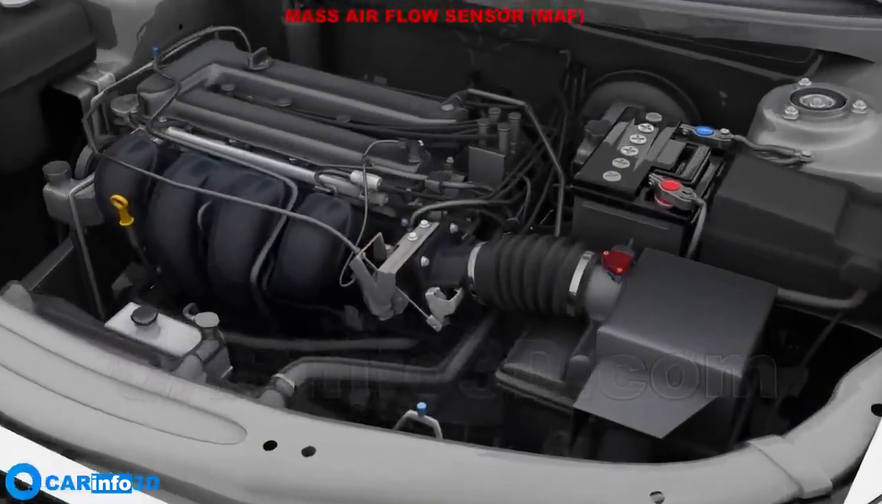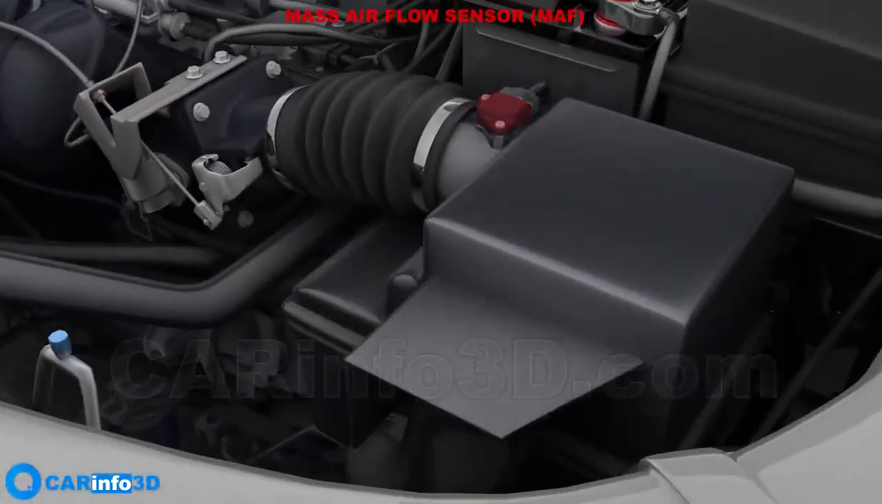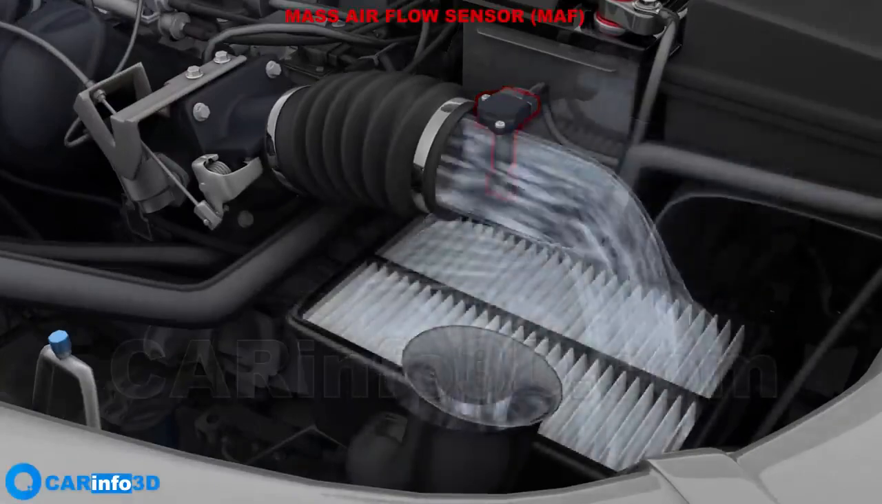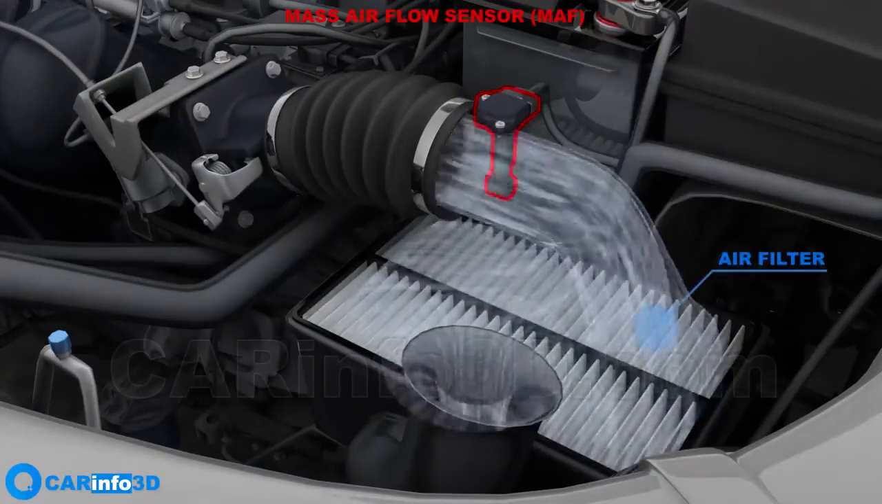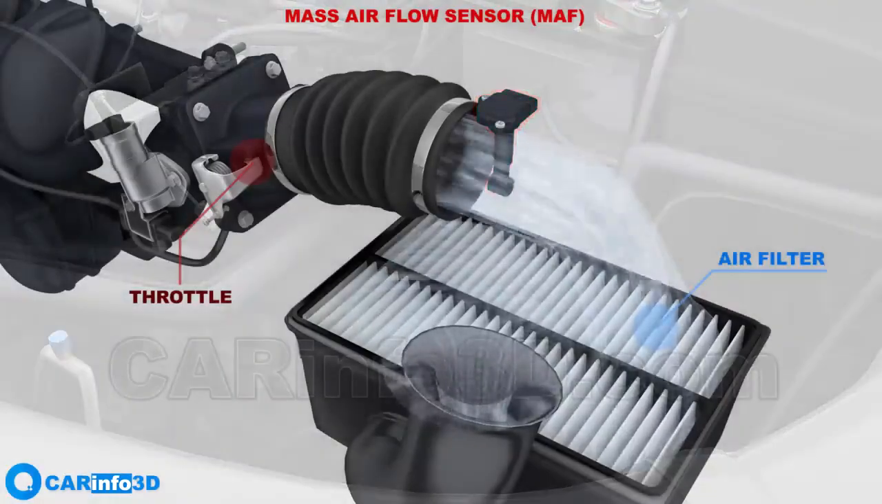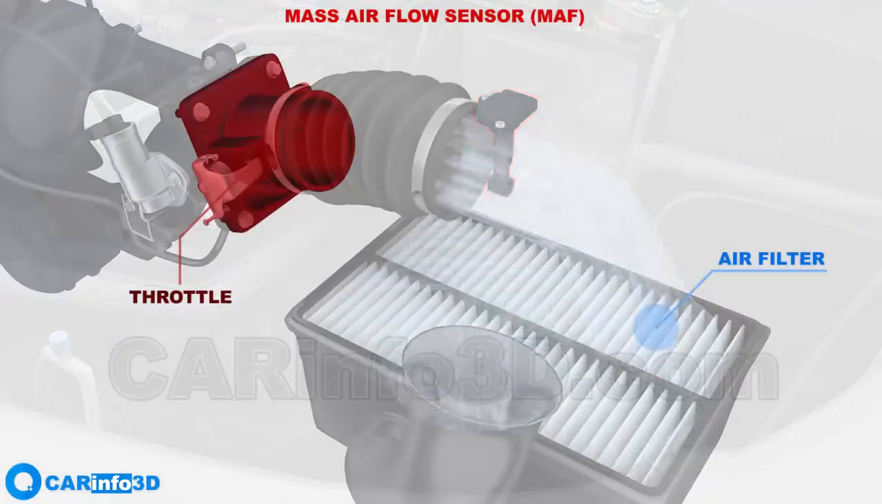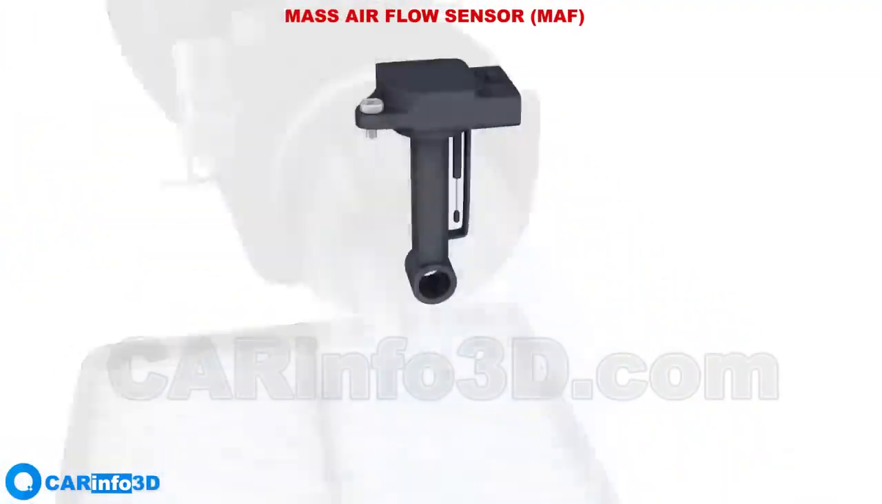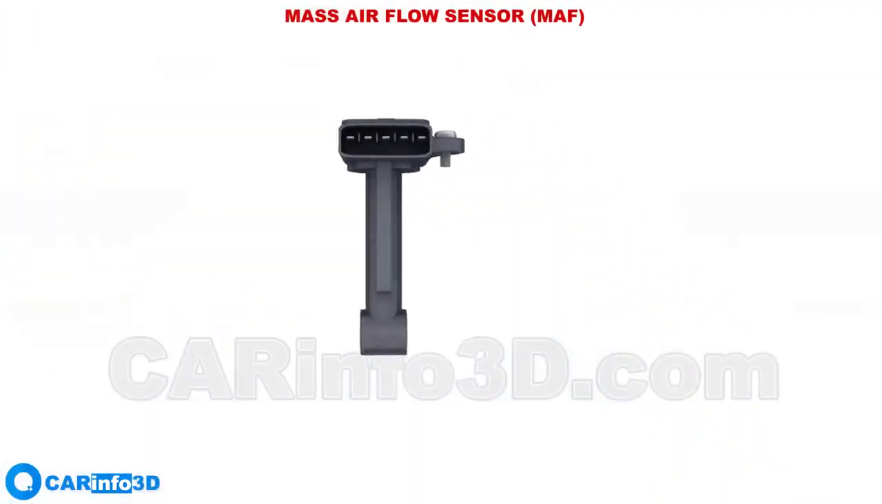Let's begin with the mass airflow sensor. The mass airflow sensor, or MAF, is positioned in the intake system, between the air filter and the throttle valve. It determines the amount of air that enters the engine.